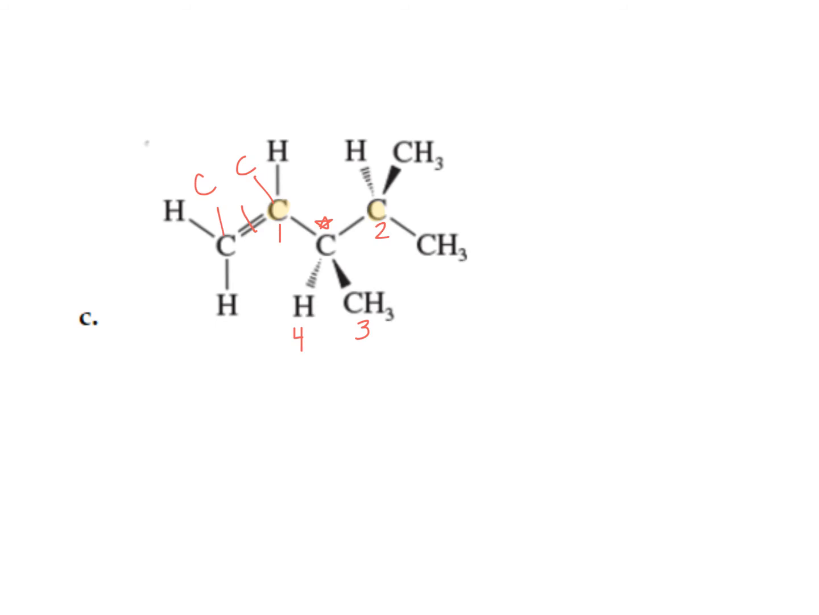The hydrogen is already drawn going back, so it's got the dashes. Now we just need to figure out our configuration. It went clockwise, so that is the R configuration.